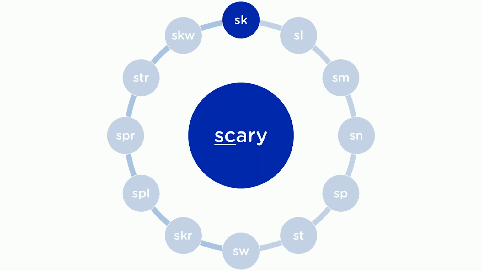So S and K combine to make sk, or scary. Sleep, smile, sneeze, sport, star, sweet. You do the rest? Screen, split, spring, street, square. Once again, here we've got another little difference between the sound and the spelling. So SQ is represented by SK in the phonetic alphabet.